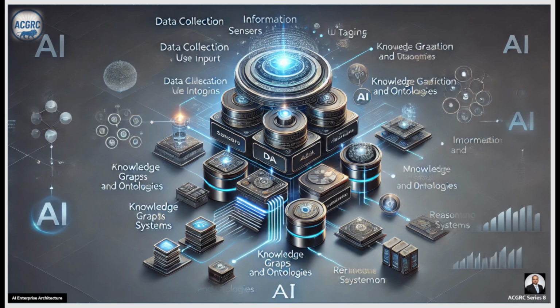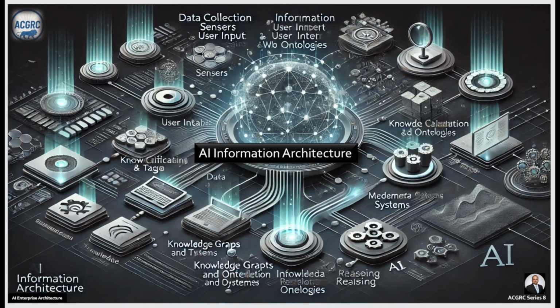And today we'll dive into one of the most important but often overlooked layers, the AI information architecture layer. If AI is the brain, then data is the fuel. And just like a library needs to organize books, catalog knowledge, and ensure the right people can access the right resources, businesses need to carefully manage how data is collected, stored, secured, and shared.